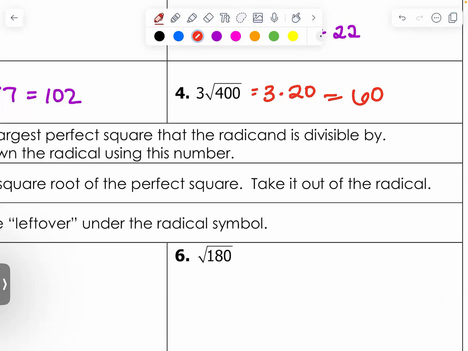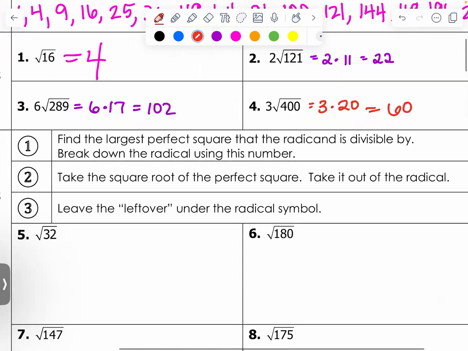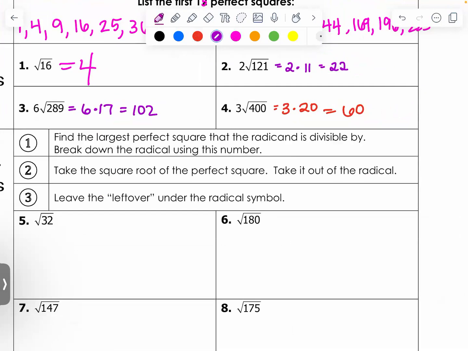Now, that's really not the main event. Okay. We are going to be looking at square roots that do not have a perfect square underneath, and we need to be able to reduce them. Okay. So if we have a number like the square root of 20, is 20 a perfect square? Nope. 20 is not a perfect square. However, there is a perfect square that divides into 20.